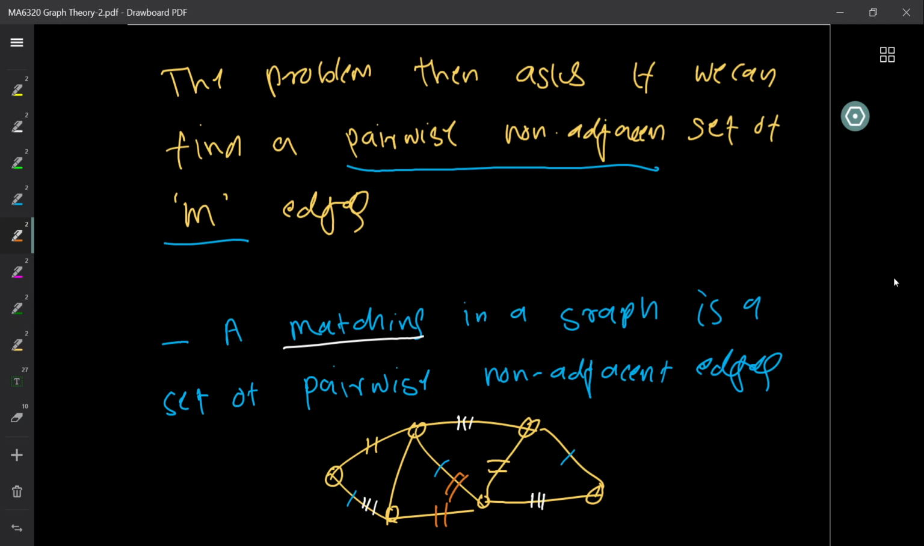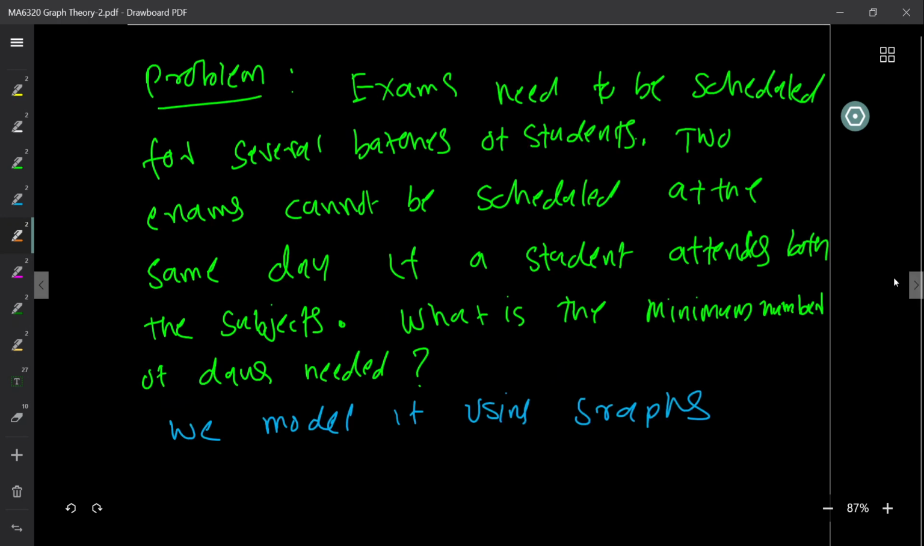So the problem is to find pairwise non-adjacent sets, and we need at least m of them. If we can find m such edges, then we are done. And we cannot find more than m, of course, because we have only m vertices on one side. So the question can be answered by looking at this matching question. Again, we will study these things later, bipartite matching algorithms and all. Then you have the next question.